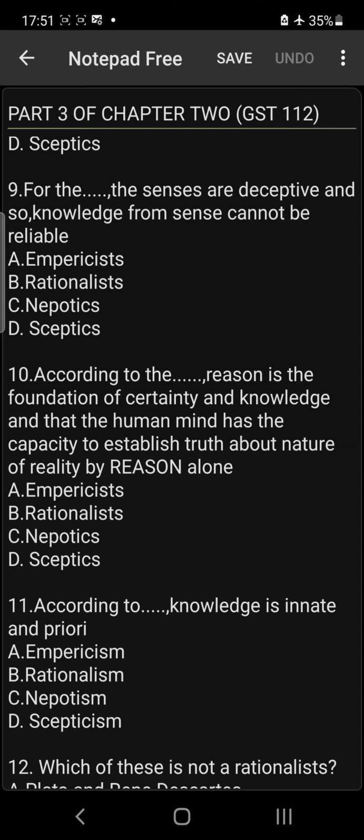Number 10, according to the dash, reason is the foundation of certainty and knowledge, and the human mind has the capacity to establish truth about the nature of reality by reason alone. Please, according to the rationalists, reason is the foundation of certainty and knowledge. As I initially said, according to the rationalists, the source of knowledge is reason. Everything boils down to reason. Please take note of that.